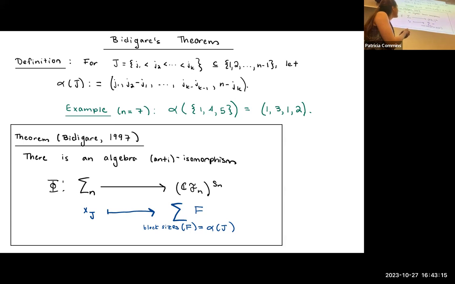So for this example, you always write down the first number, so 1, and then 4 minus 1 is 3, so I put a 3 here, 5 minus 4 is 1, so I put a 1 here. And since n is 7 and 7 minus 5 is 2, that's where this 2 comes from. But basically, you can map this X_J to the sum of faces in the braid arrangement whose block sizes have these integers. And this is an algebra anti-isomorphism between the descent algebra and the invariant subalgebra of the braid arrangement.